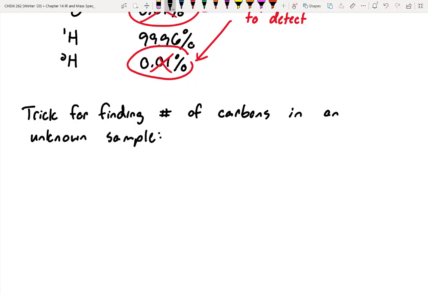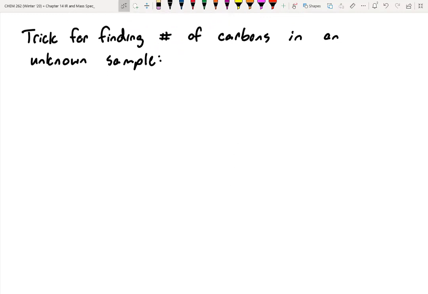So let's say we've got some sort of unknown sample that we're injecting into our mass spectrometer, and we want to figure out how many carbons are in that sample. We can actually use the C13 isotope as a clue. So I'll show you the formula. We can find the number of carbons by taking the mass plus 1 peak, specifically its intensity.